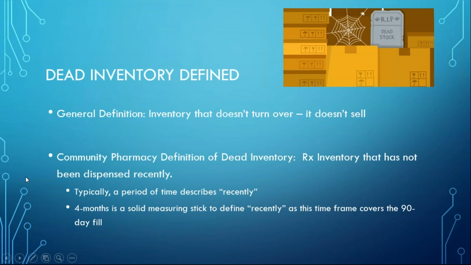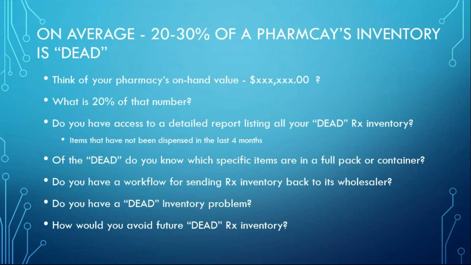Further to that, for today's discussion, we'd like to define what recently means. For Datarithm, our default for the term recently is an item that hasn't been dispensed in the last 4 months. We feel like that's a solid measuring stick because it covers your 90-day fill. So for the remainder of this discussion, when you hear me say dead inventory, that's an item that hasn't been dispensed in the last 4 months.